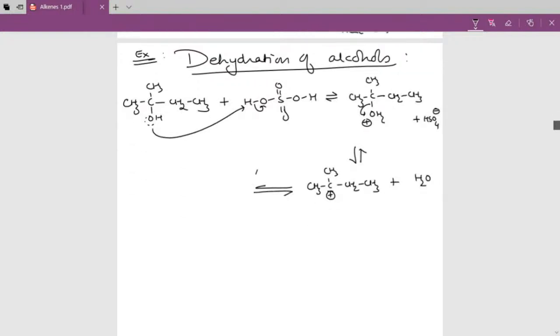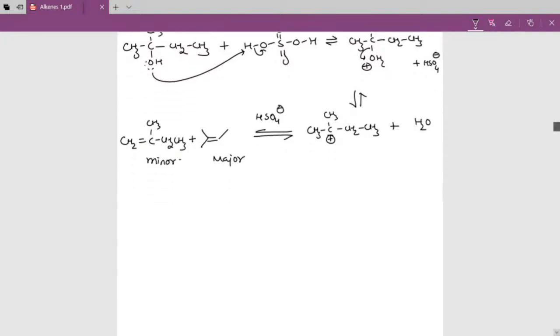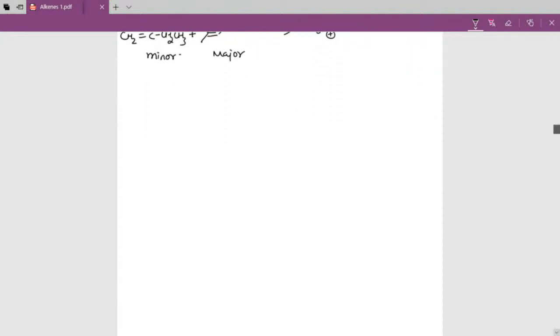Now it may lose a proton with the help of HSO4 minus from either side, and the other possibility is this. This is certainly major, this is minor. Now see how many steps. 1, 2, 3. Here we came across that it is a 3-step reaction.